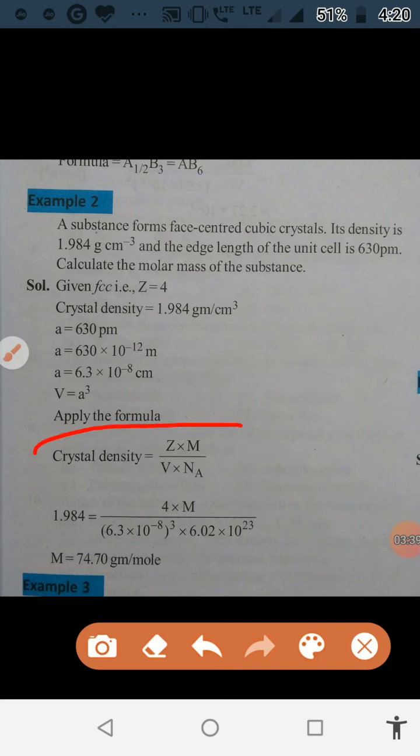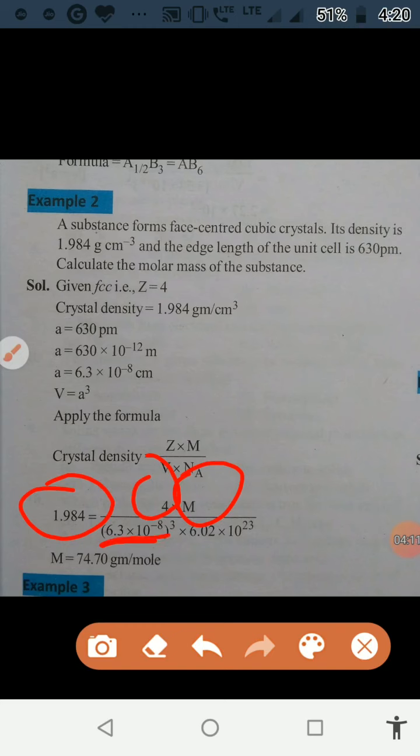From the formula, we have crystal density is equal to Z into M divided by V into Na. V stands for A cube. On substitution of all the data, we get the density of the crystal is 1.984 and the number of particles in the unit cell is equal to 4. The molar mass is what we have to calculate, then the Avogadro number is 6.022 into 10 to the power of 23, and the volume of the unit cell is 6.3 into 10 to the power of minus 8 whole cube.